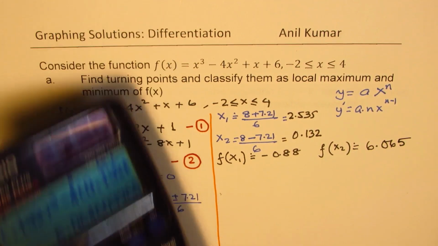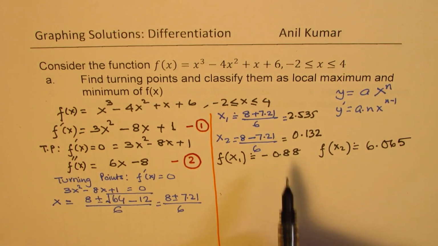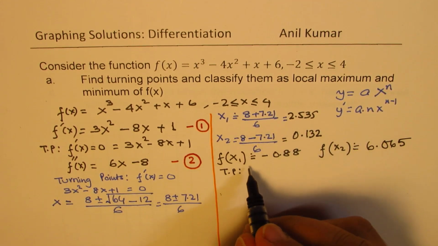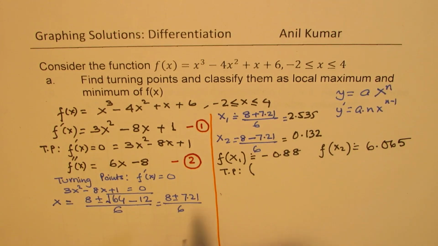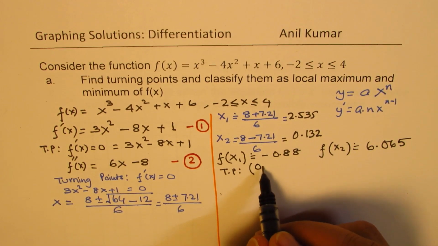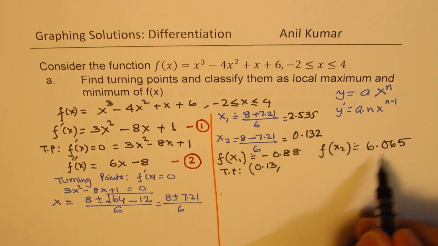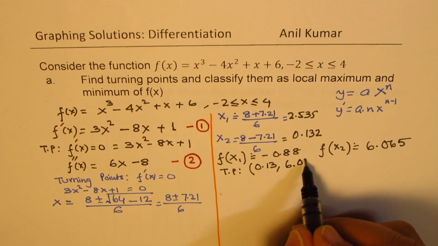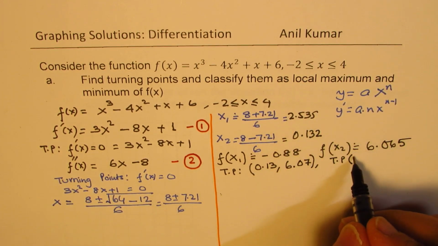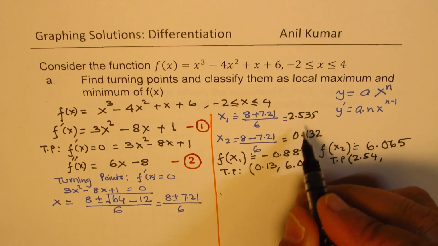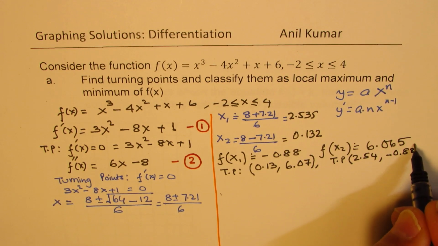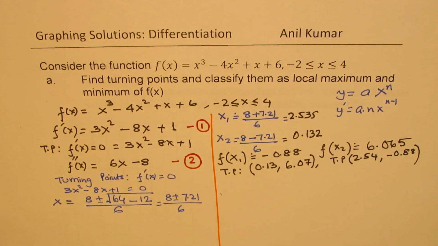Okay. So we got two turning points here. So at least we have the turning points. The first part is identifying the turning points, rounding them to two decimal places. On the left side we have x equals 0.13 and the value is 6.07. The second turning point is at x equals 2.54, and the value is minus 0.88. So these are the two turning points for the graph.